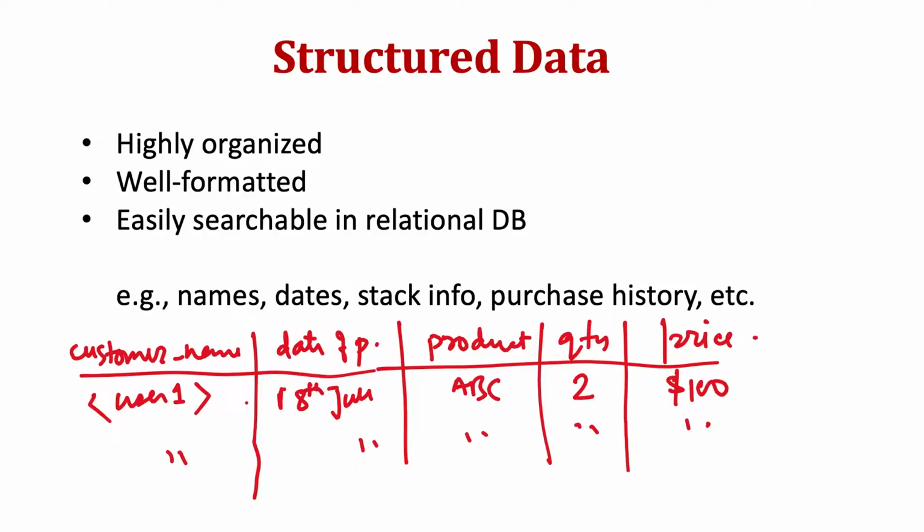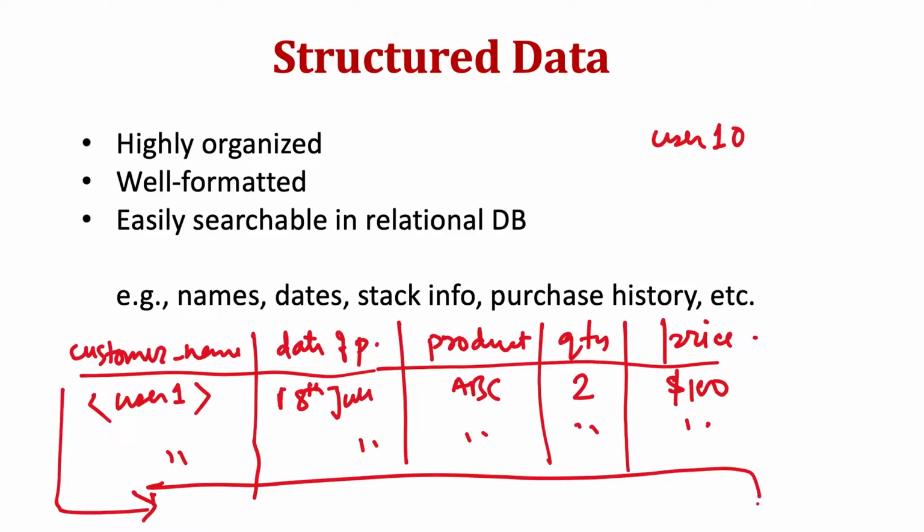So if we want to search for, let's say, which products did user 1 purchase, then we can query this database and find the row corresponding to user 1. All the data associated with that user will be in that row. So we can easily query whatever data we want. These are well structured and easy to work with.